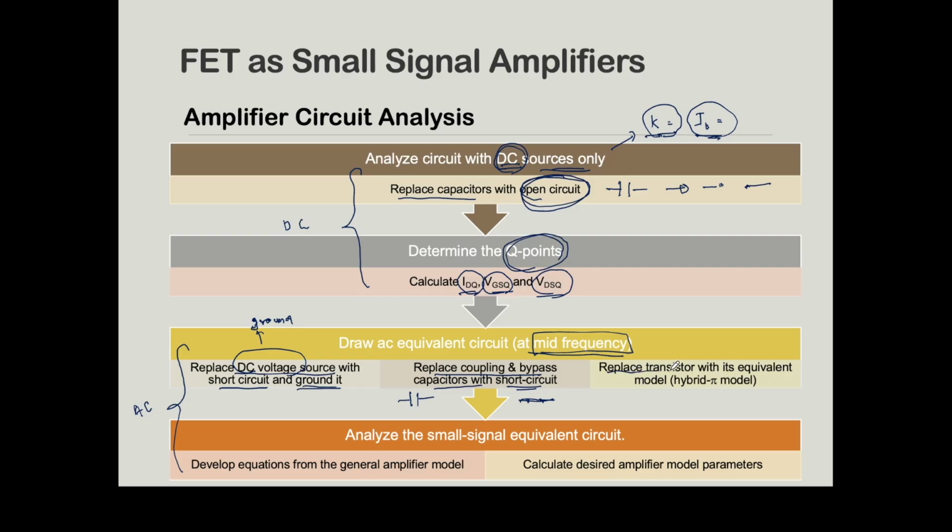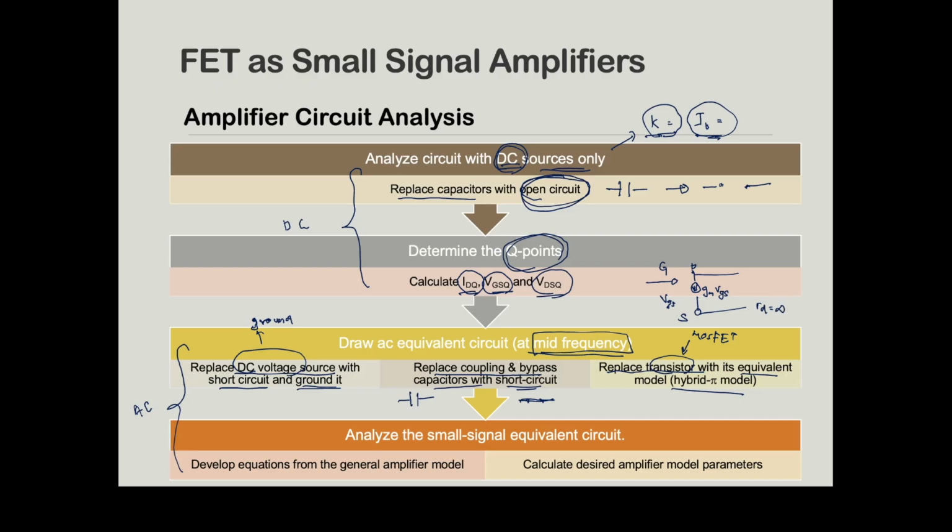And then we need to replace the transistor. Okay, so in this case, the transistor is a MOSFET with the equivalent model of the hybrid pi model. So how is the model? So the model is, here is your G. Please remember this model, okay? Because this model is fixed. And then you're going to have transconductance, and then you're going to have drain, and this is VGS, and this is gm VGS. And usually the RD is infinity.